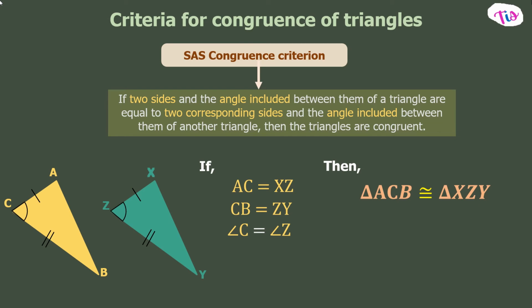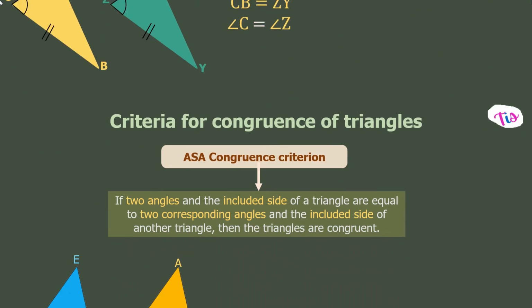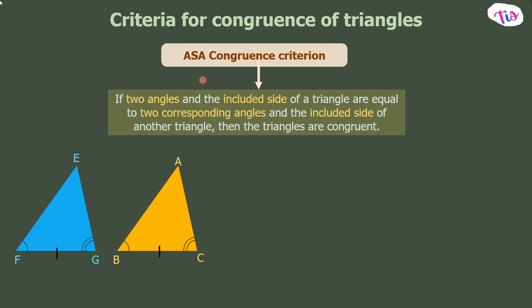Let's move to the third congruence criteria. Next, let's talk about ASA. The name suggests angle side angle. Now it's really clear. Angle side angle means two angles and the included side of a triangle are equal to two corresponding angles and included side of another triangle. Then the triangles are congruent, as you can see in this case, right?